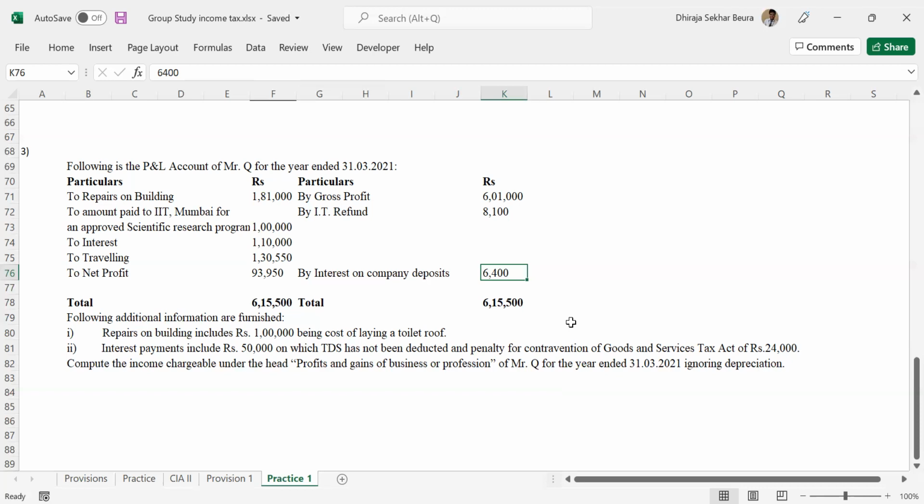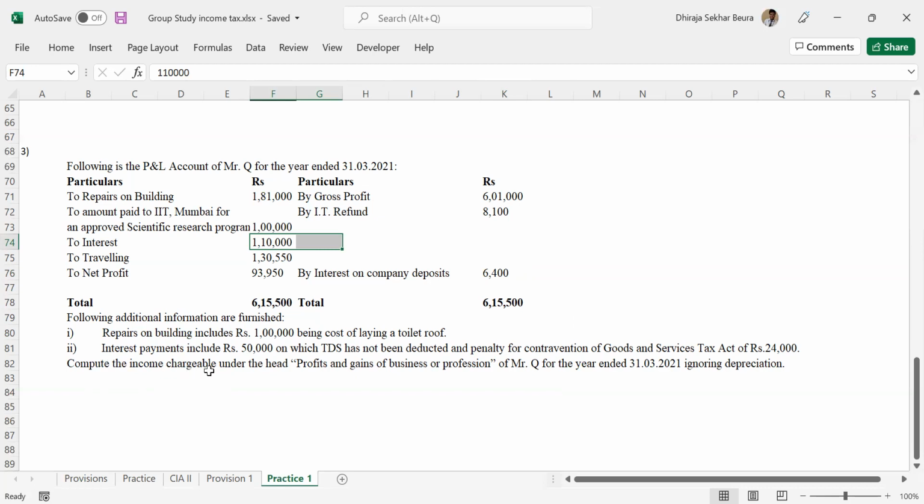roof. Then we have interest payments include 50,000 on which TDS has not been deducted and penalty for the contravention of goods and services tax of 24,000. So interest, which is 1,10,000, in this there are two components that are mentioned specifically. I'll talk about it slightly after reading out.